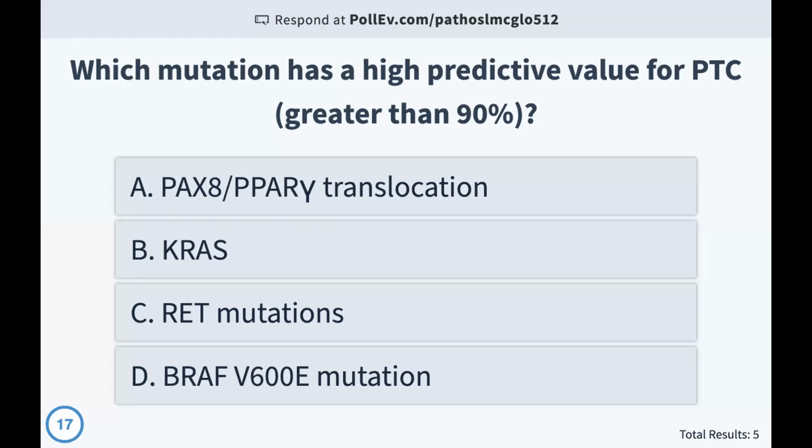PAX8, PPAR gamma translocation, KRAS, RET mutations, BRAF V600E mutation.